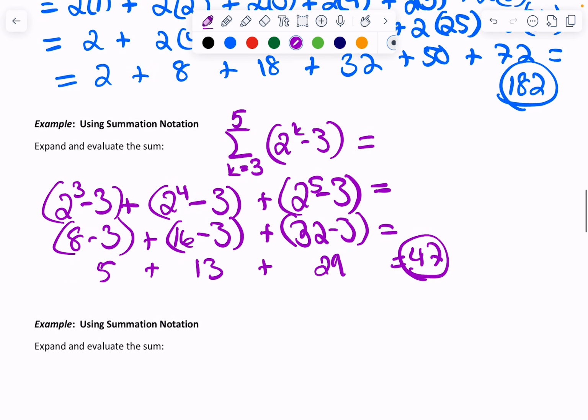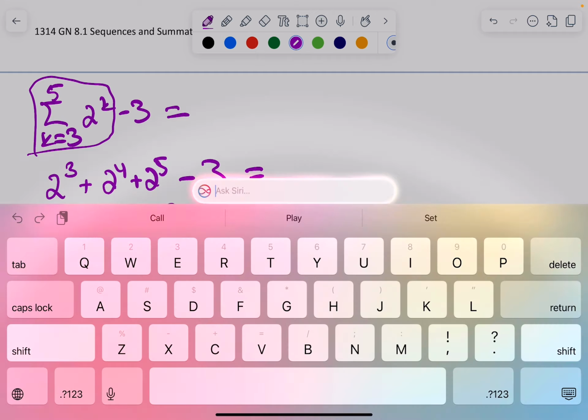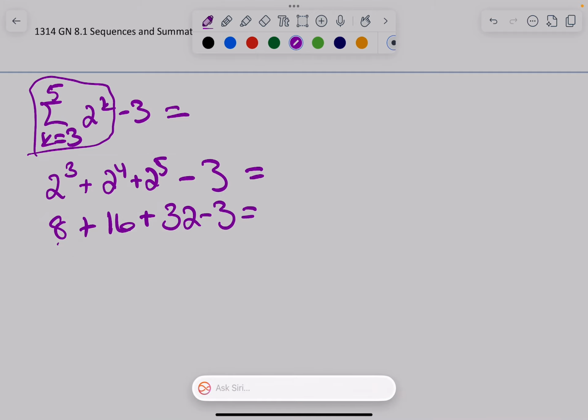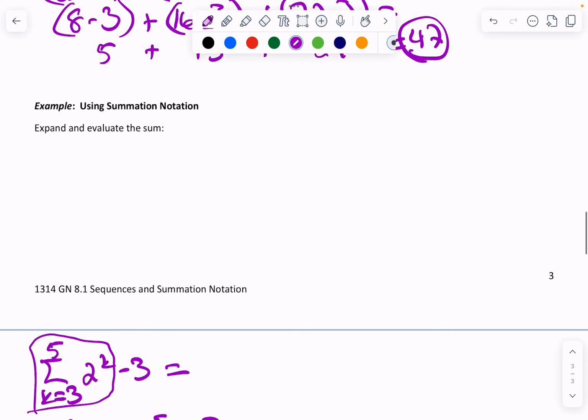Okay, let's look at this one here. If we do this, 2 to the power of 3 is 8, 2 to the power of 4 is 16, and 2 to the power of 5 is 32 minus 3. Well, 8 plus 16 is 24, plus 32 is 56, minus 3 is 53. So you can see that the answers are different.